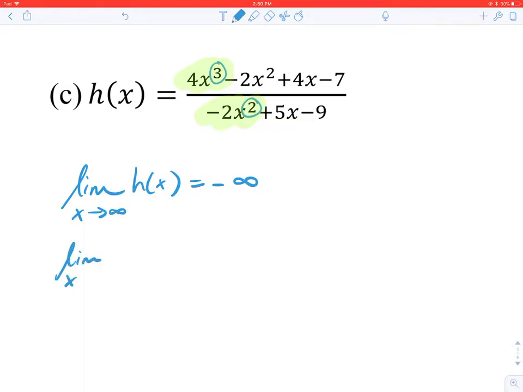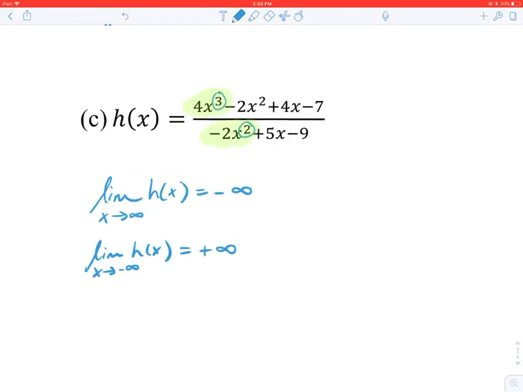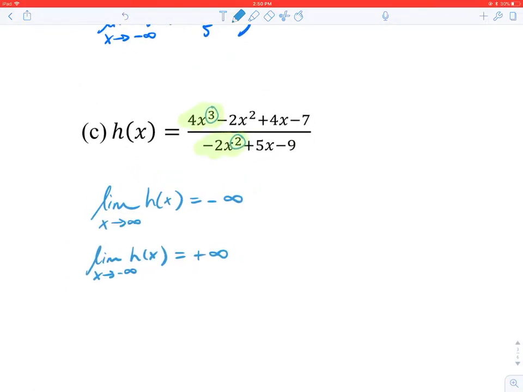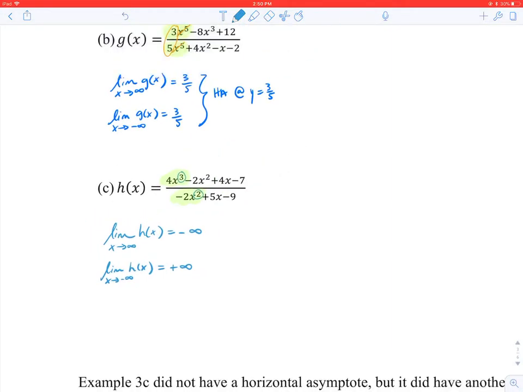And then the limit as x approaches negative infinity for h of x, the numerator would be negative because a negative value cubed is a negative, and the denominator, the negative 2x squared, would be negative because of that negative 2. So a negative divided by a negative is a positive, so h of x will approach positive infinity. Okay, meaning there's no horizontal asymptote for h of x. It may have another type of asymptote, but not a horizontal asymptote.